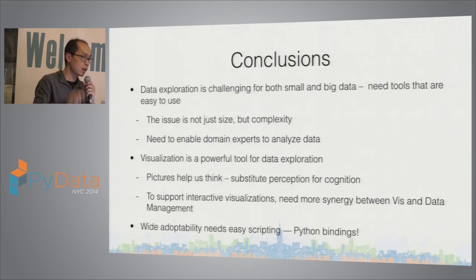So actually, we just downloaded the shape files online. For example, Zillow has the shape files for all the neighborhoods. It's publicly available.